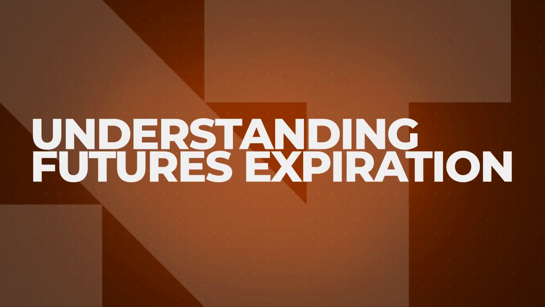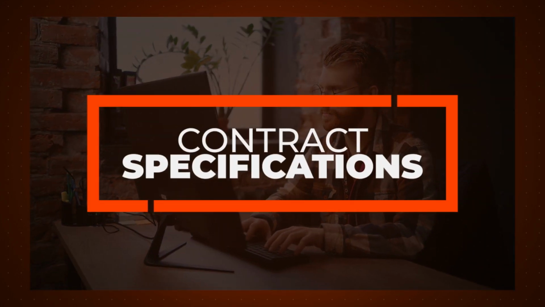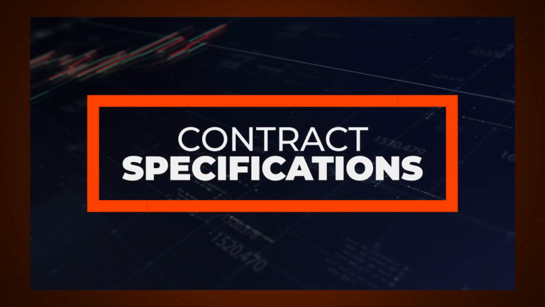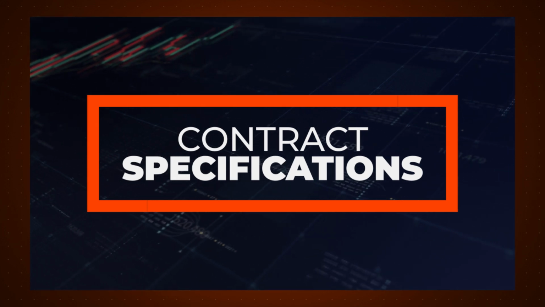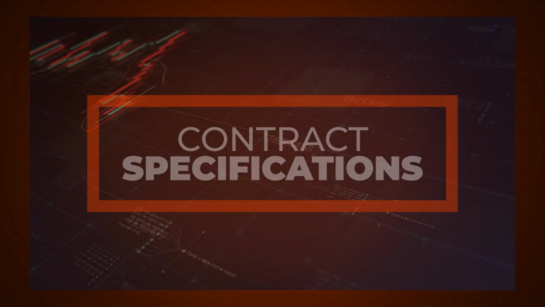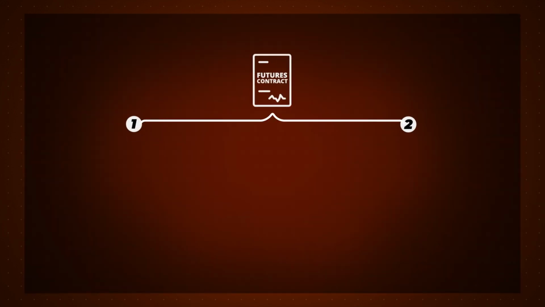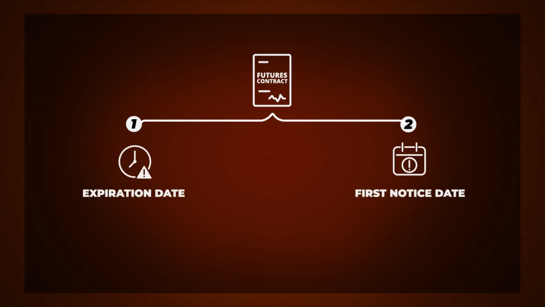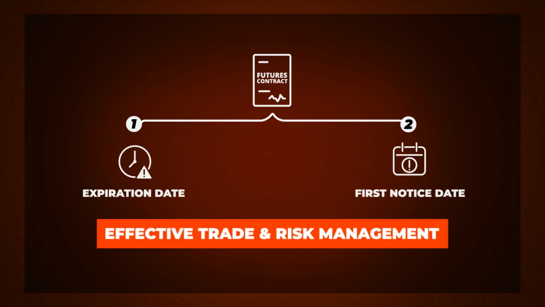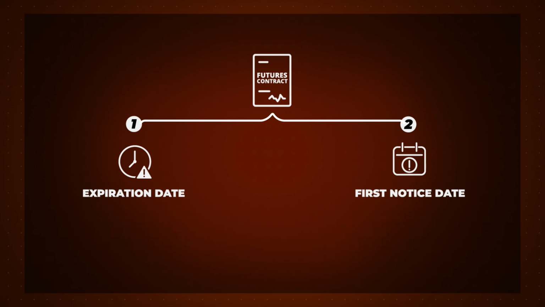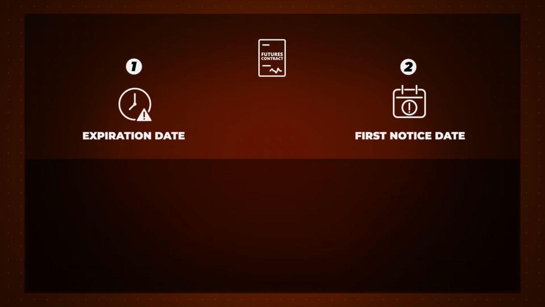There are certain core concepts in futures trading that every new trader needs to understand and master. At the top of that list are contract specifications, which outline the unique characteristics of how a futures contract is traded. Two crucial futures contract specifications are the expiration date and first notice date. These terms are the foundation of effective trade and risk management. Let's explain these concepts so you're well prepared to start your futures trading journey with confidence.